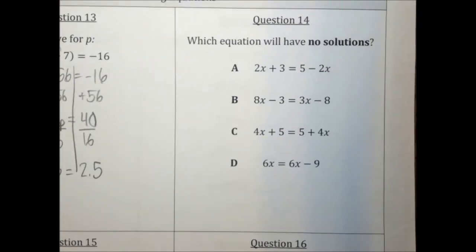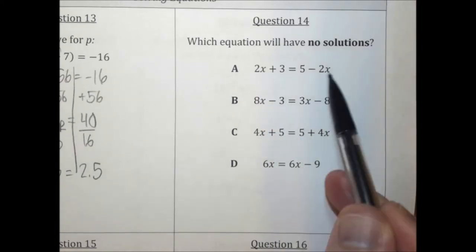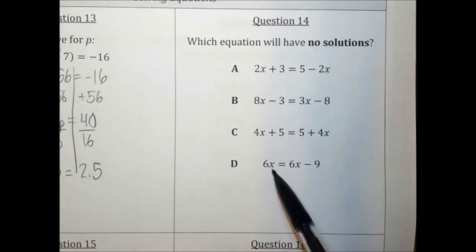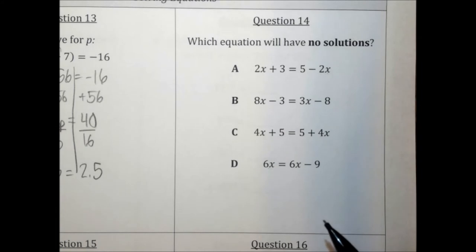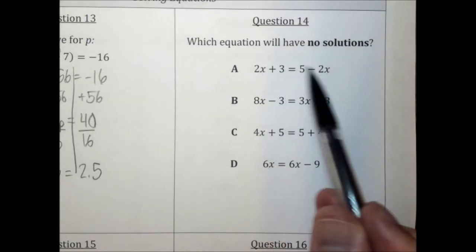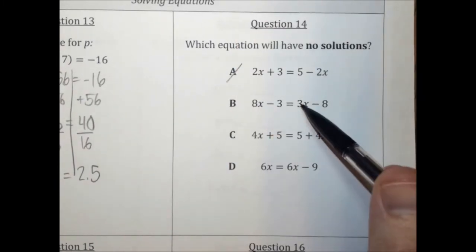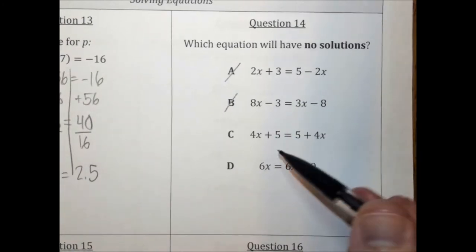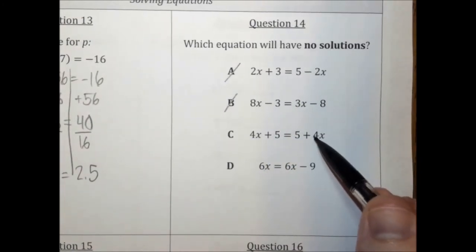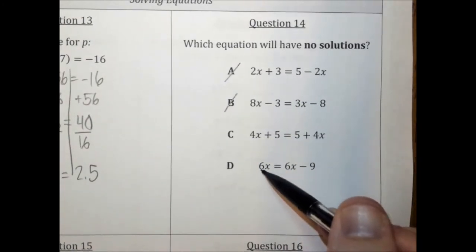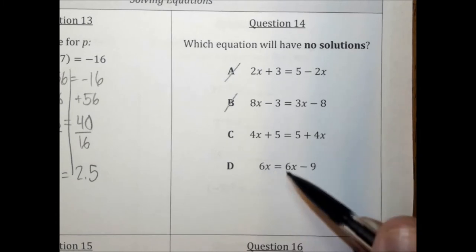Question 14, which equation will have no solutions? For an equation to have no solutions, there needs to be variables on both sides, which all of them have. The variables have to have the same coefficients on both sides. So this one is a 2x, this one is a negative 2x, so that one's out. This one has an 8x, this one has a 3x, that one's out. This one has a 4x, this one has a 4x, this one's still in. This one has a 6x, this one has a 6x, this one's still in.